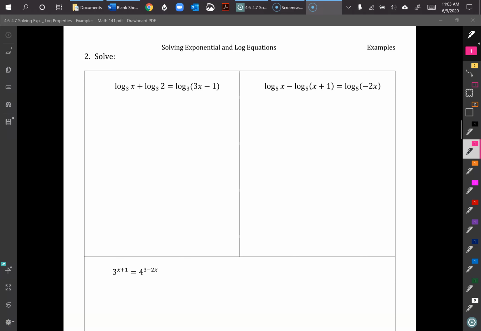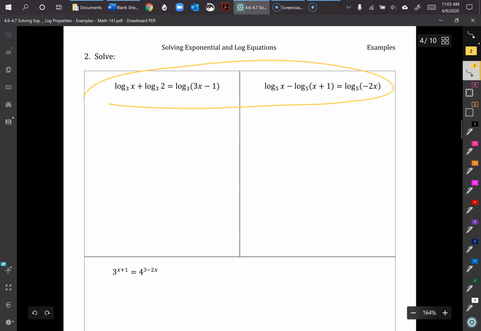Okay, now for the next set of videos, part 2, we have solve some log equations. Again, this is still from 4.6. On this one, you need to be real careful because these logs are split apart. We have log base 3 of x plus log base 3 of 2 equals log base 3 of, in parentheses, 3x minus 1. Now this one's okay. It's in parentheses there already.